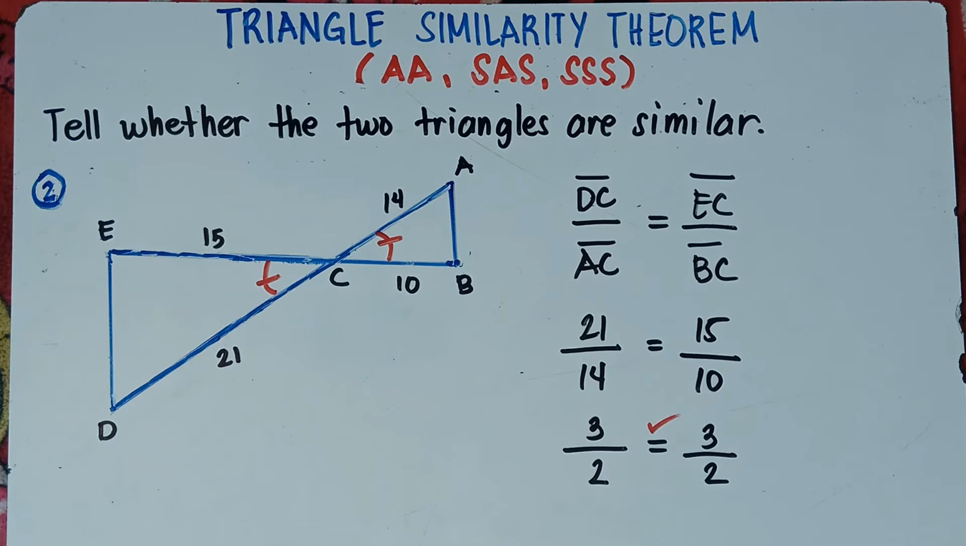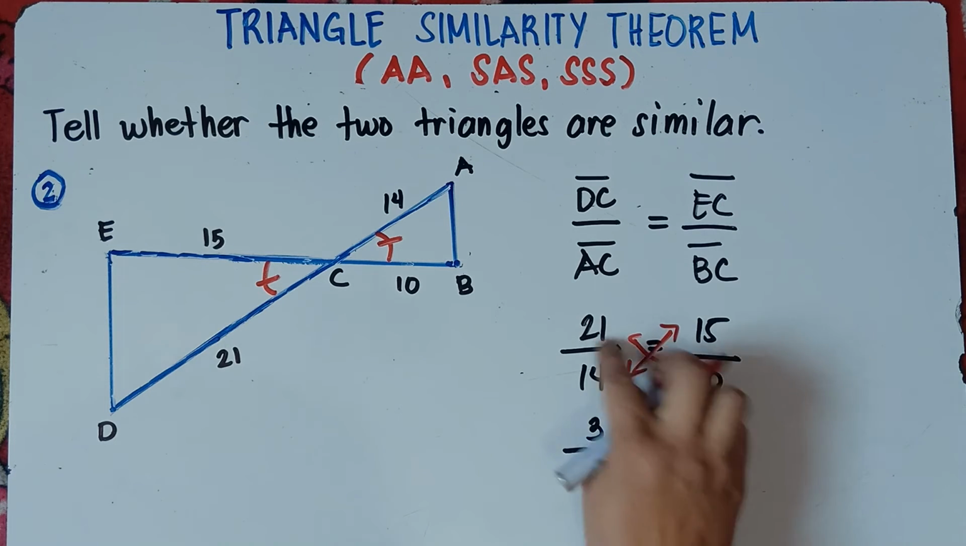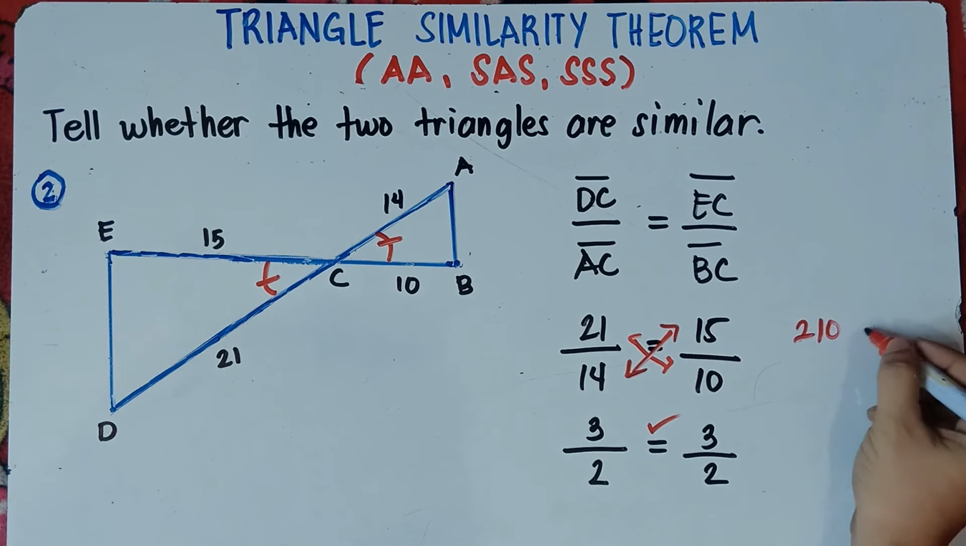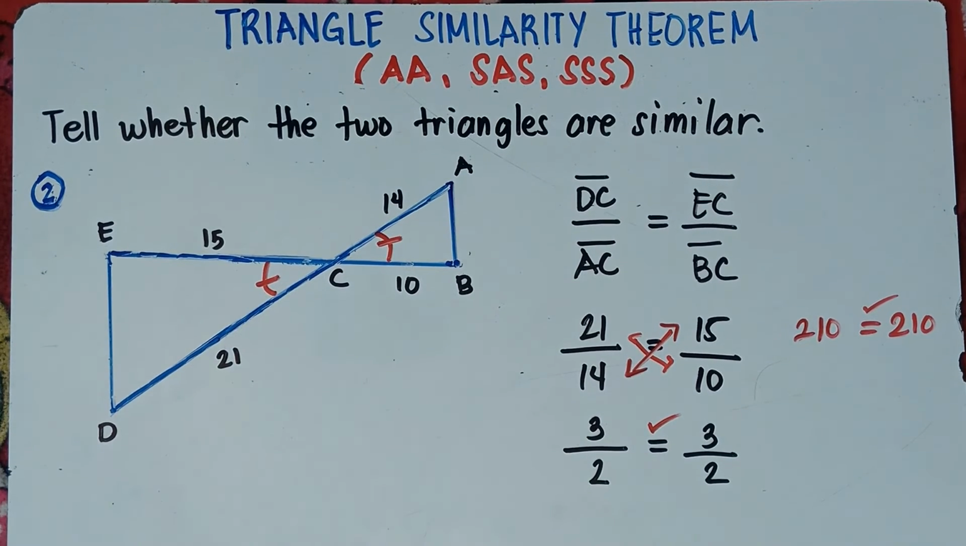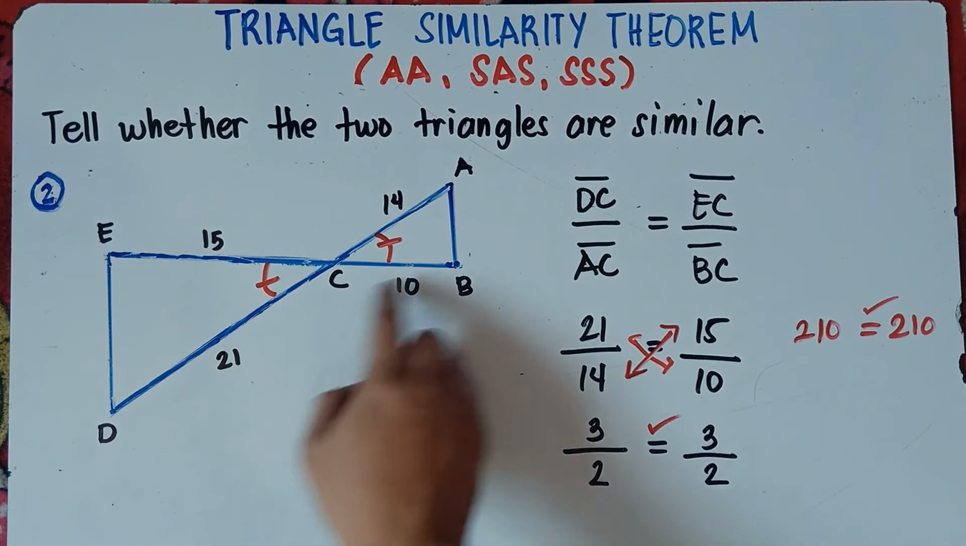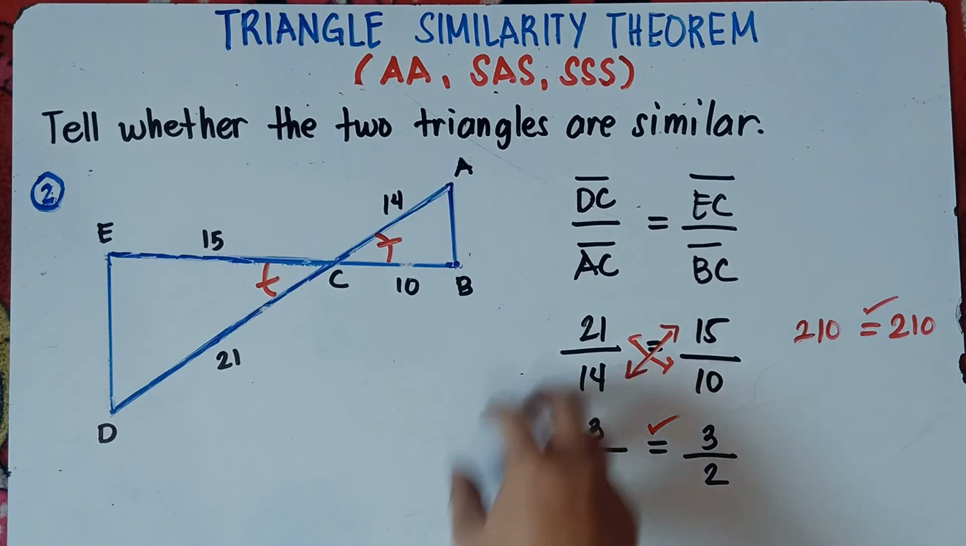So once again, you can do it the other way. You can cross multiply. So 21 times 10, that is 210, is equal to 14 times 15, that's 210. Therefore, these two ratios are proportional. Alright, so they are proportional and they have the same included angle. These two angles are congruent. Therefore, these two triangles are similar.